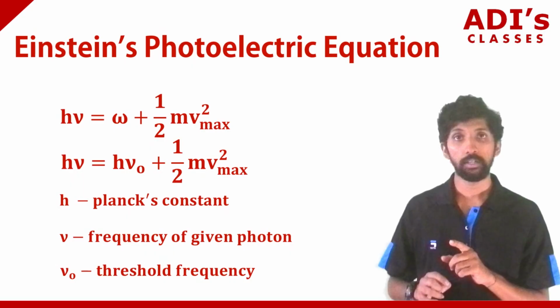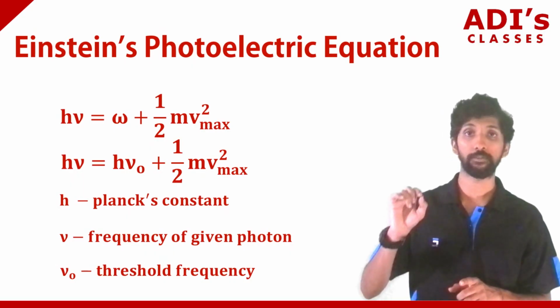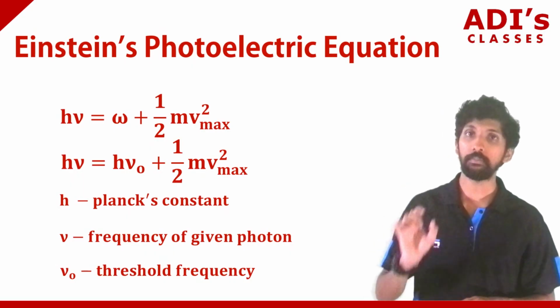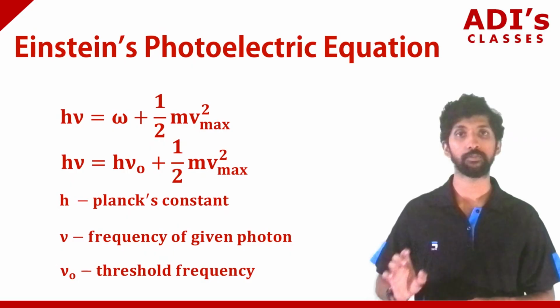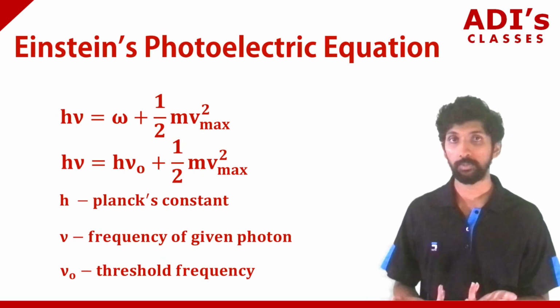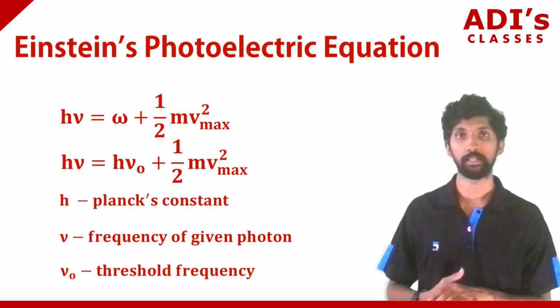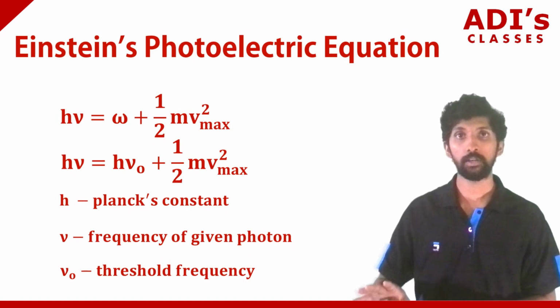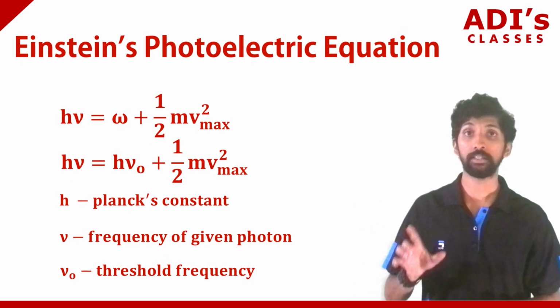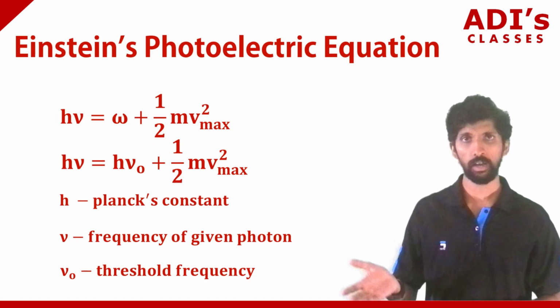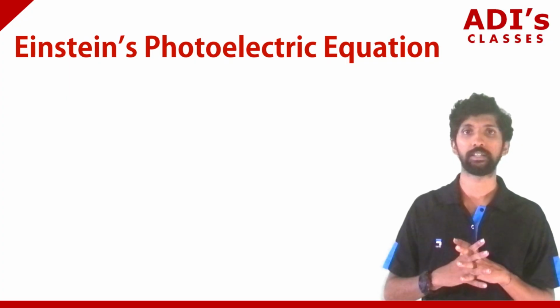Nu naught is the minimum frequency that should be there for the photon. Minimum frequency was what? Threshold frequency, right? So, nu is the frequency, nu naught is the threshold frequency, and half m v square max is the kinetic energy.